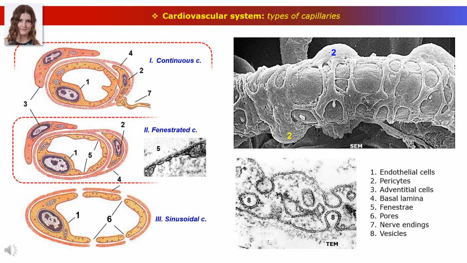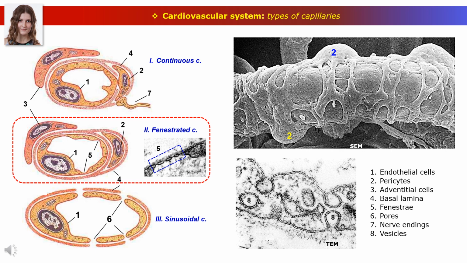Capillaries with fenestrate endothelium are present in the glomerulus of the kidney, endocrine glands, intestinal villi, and the endocrine part of the pancreas. Fenestrae are thinned areas of endothelial cells with a diameter of 50 to 80 nanometers. They facilitate the transport of substances through the endothelium.